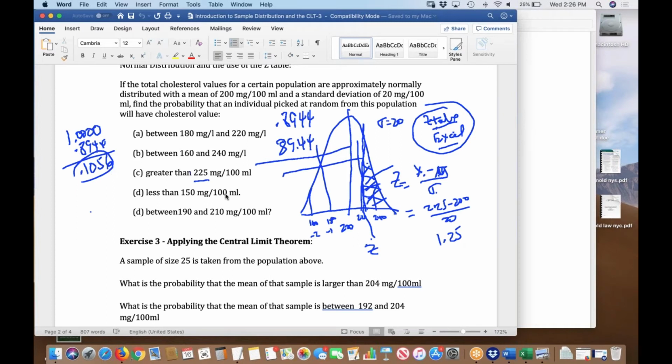Okay, how about less than 150? Well, for less than 150, we take our Z score. Z is equal to 150 minus 200 over 20. So that's negative 50 over 20, and that's going to be equal to negative 2.5. So we want to know what percentage of the population is below a Z score of negative 2.5. Let's go back to our Z table.